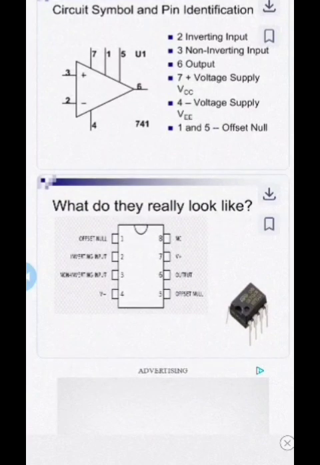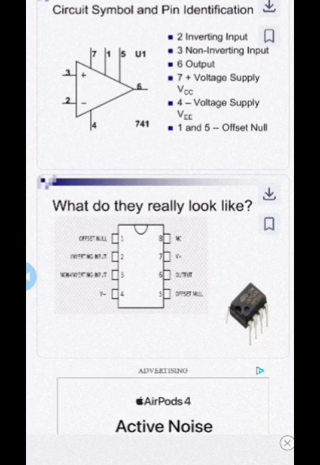In total, it has 8 pins. This is the symbol of the IC. In this diagram we see 7 pins. The plus and minus, pin numbers 3 and 2, are the inputs, and pin number 6 is the output. Pin number 4 is minus VCC, the voltage supply, and pin 7 is plus VCC. On these pins we give the power supply, and the output is taken from pin number 6.